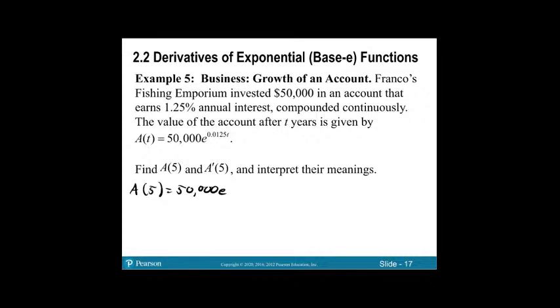Okay, so just going to do 50,000 times e to the power of 0.0125 times 5. It should be something bigger than 50,000. So it should be approximately $53,224.72. Okay.